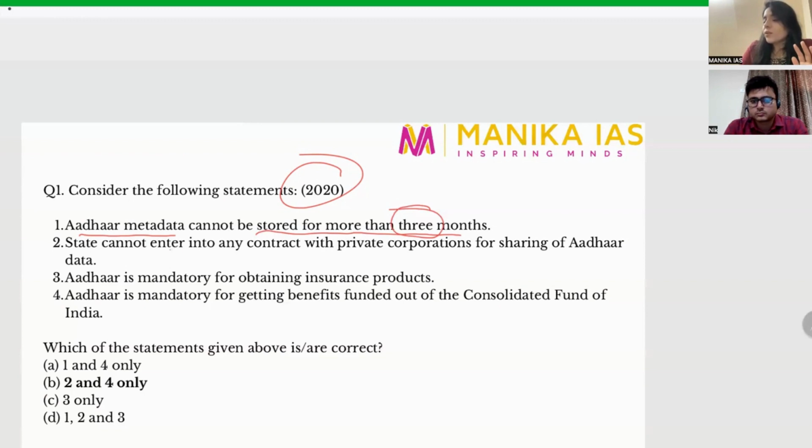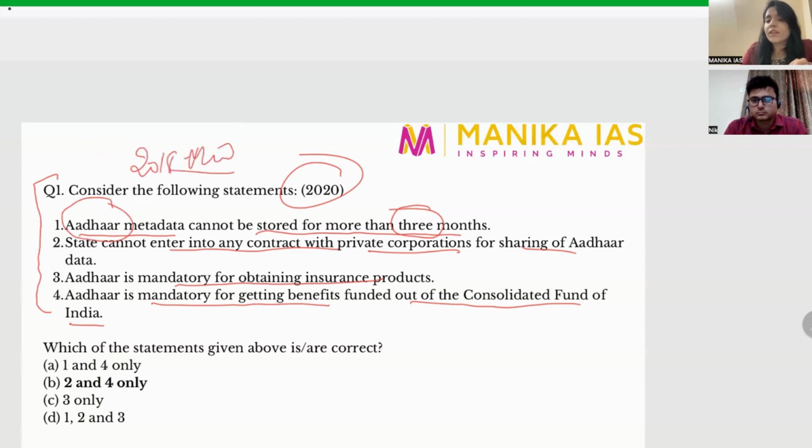State cannot enter into any contract with a private corporation for sharing Aadhaar data. Aadhaar is mandatory for obtaining insurance products. Aadhaar is mandatory for getting benefits funded out of the Consolidated Fund of India. Now you need to understand that this question was asked purely on the basis that the Aadhaar judgment was passed in mid-2018. It was a long pending judgment which was passed.